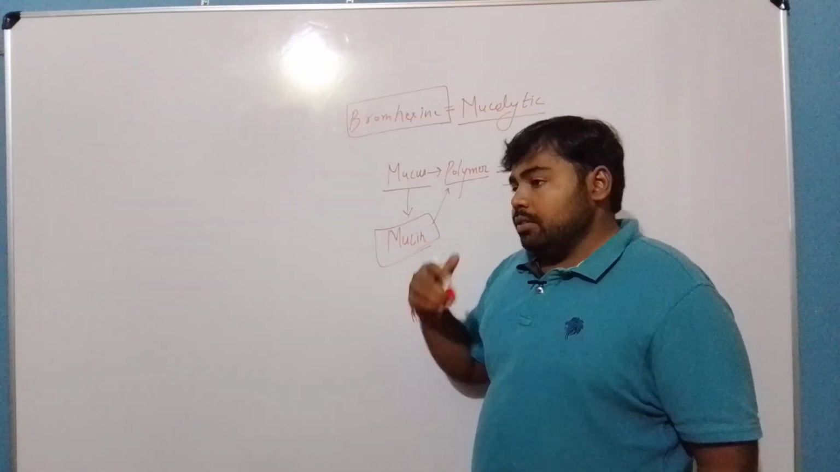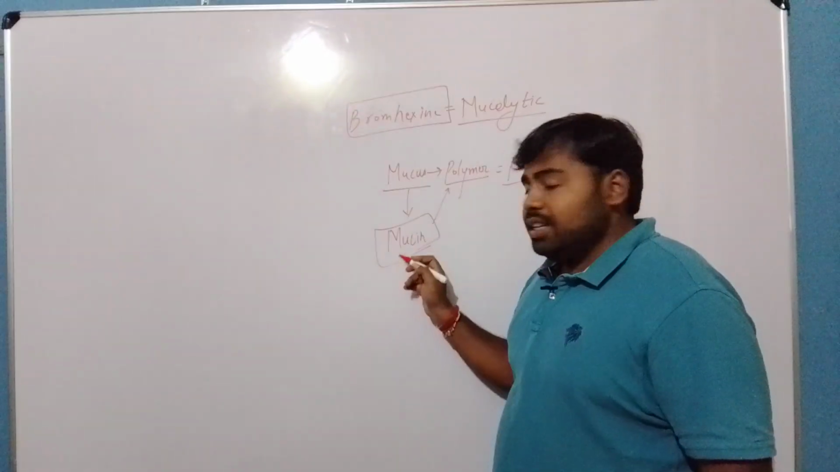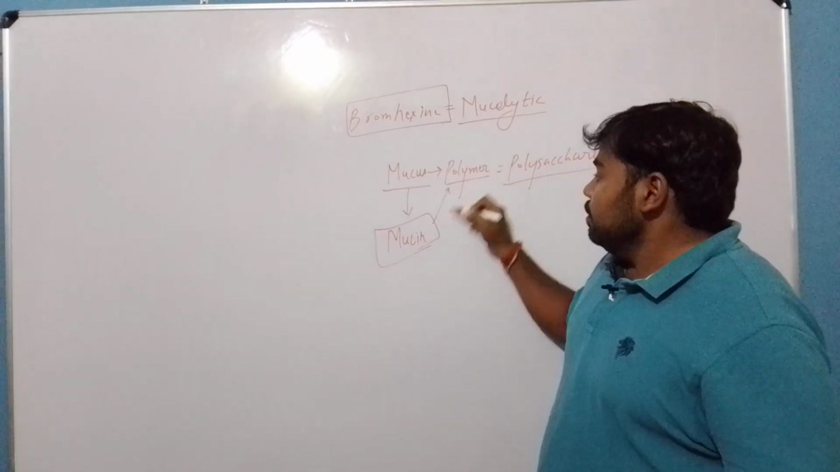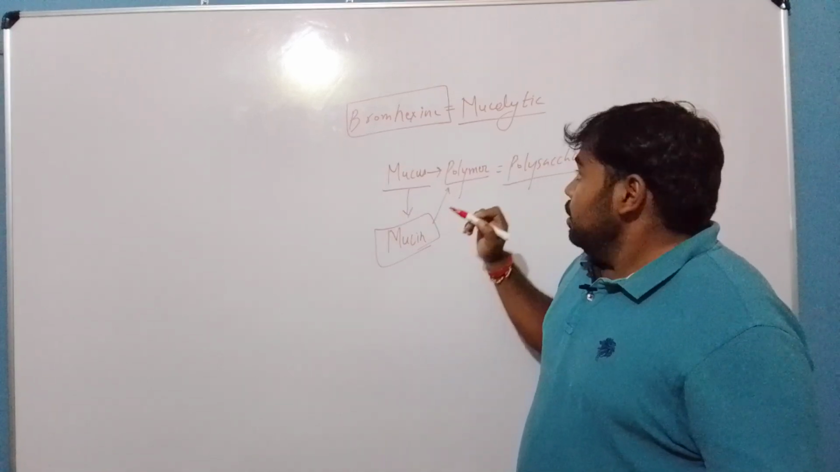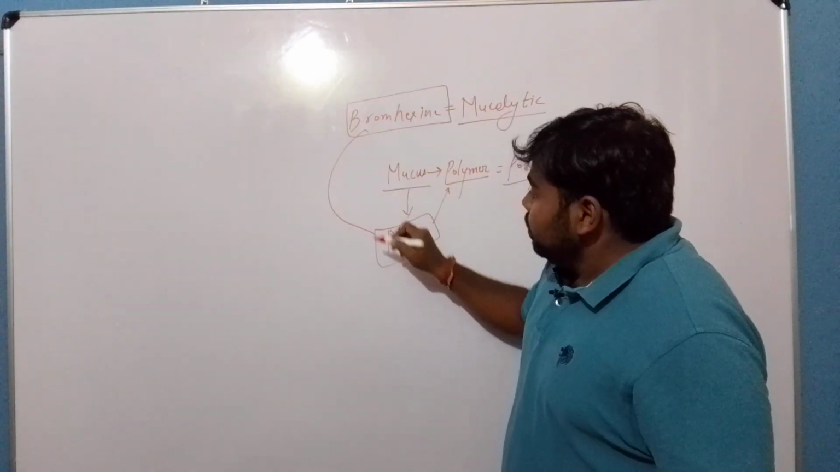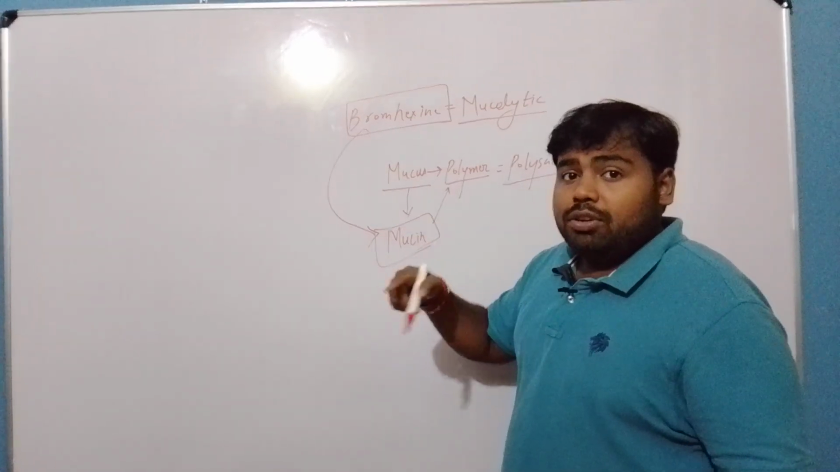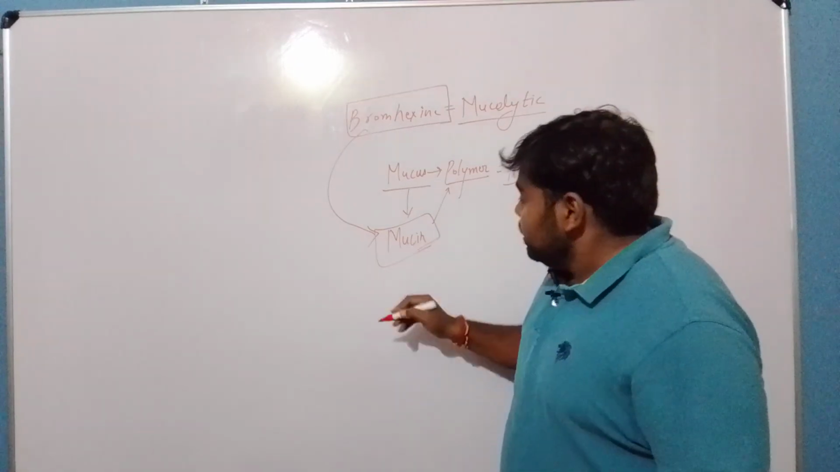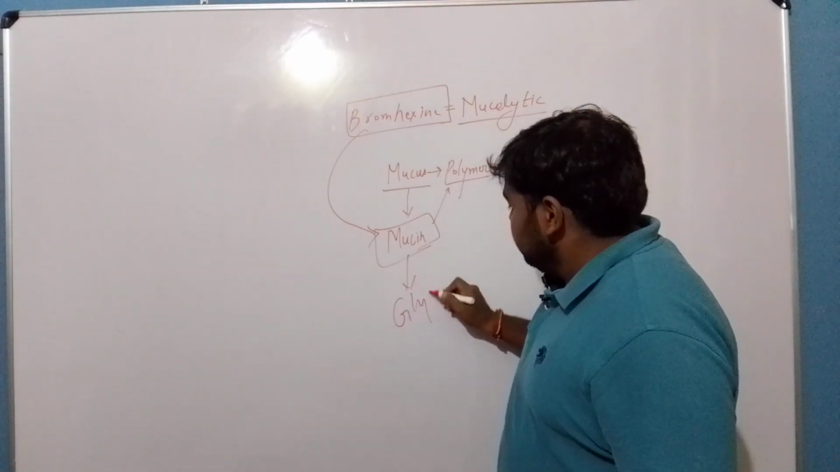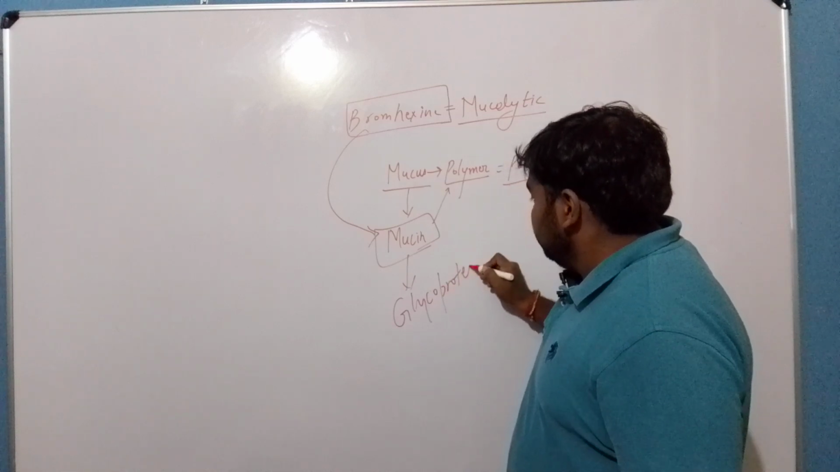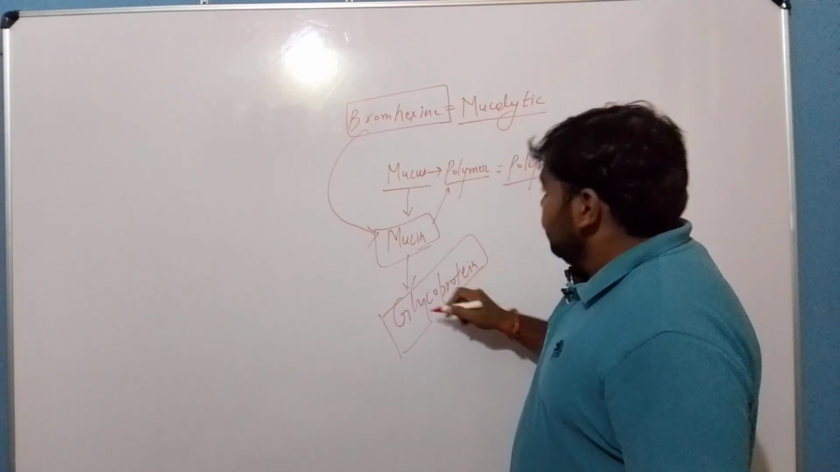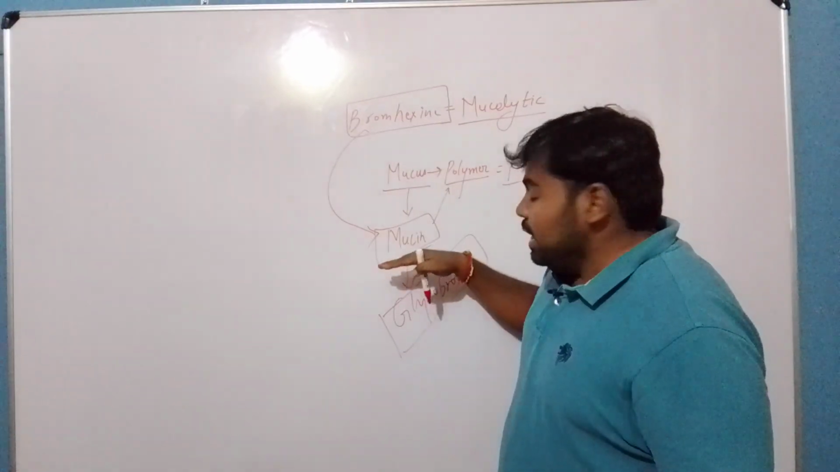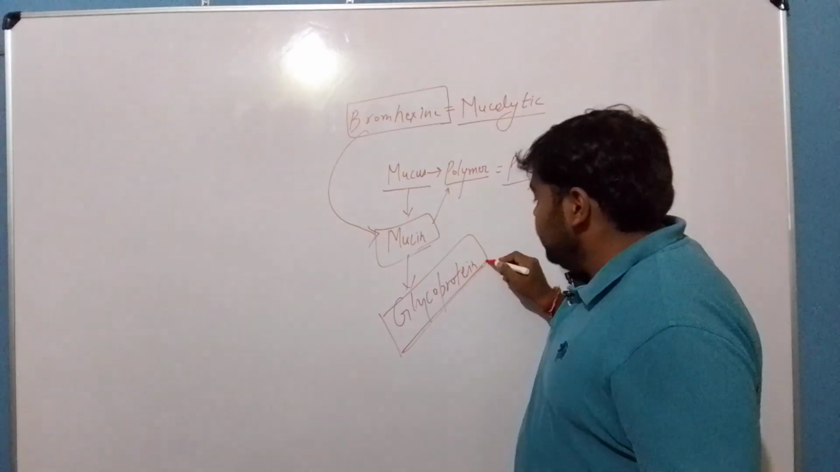So if bromhexine is breaking down the mucin, that means we are ultimately breaking down the structure of a polymer. Mucin is made up of glycoprotein. So mucus is made up of mucin, and the main constituent of mucin is glycoprotein.